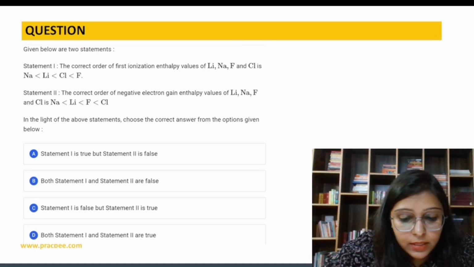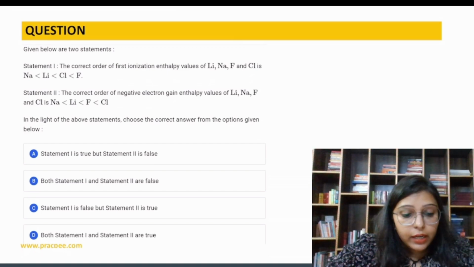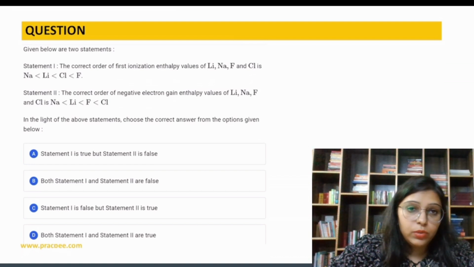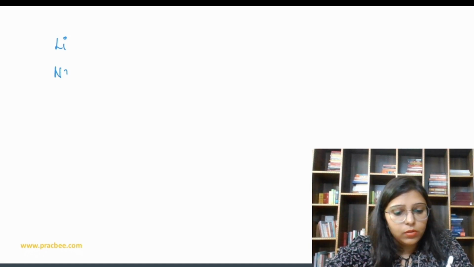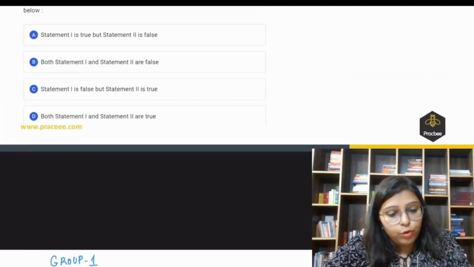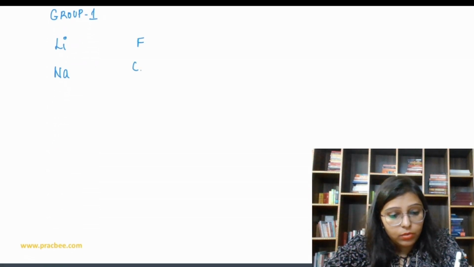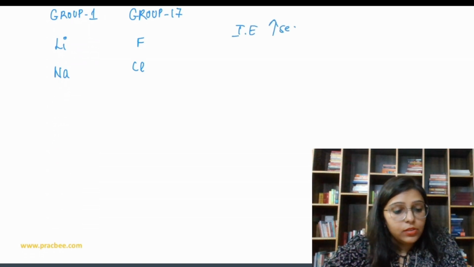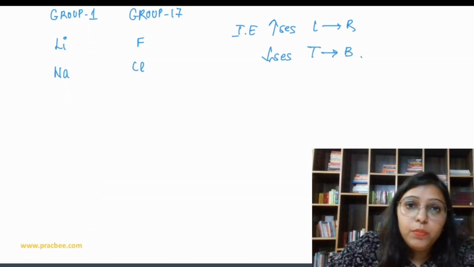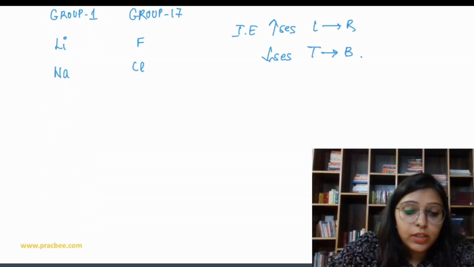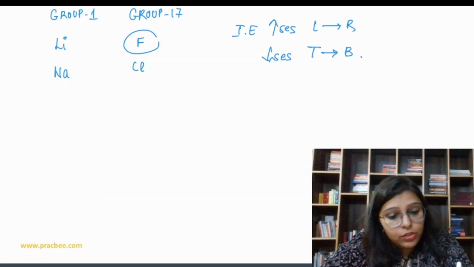Given below are two statements. Statement 1: the correct order of first ionization enthalpy values of lithium, sodium, fluorine, and chlorine. So let's see. Lithium is in the first group and then sodium is below that, right? So this is group 1. Then we have group 17, fluorine and chlorine. See, ionization enthalpy increases on moving left to right and it decreases on moving down the group. So left to right ionization enthalpy increases. So the highest ionization enthalpy is of fluorine.